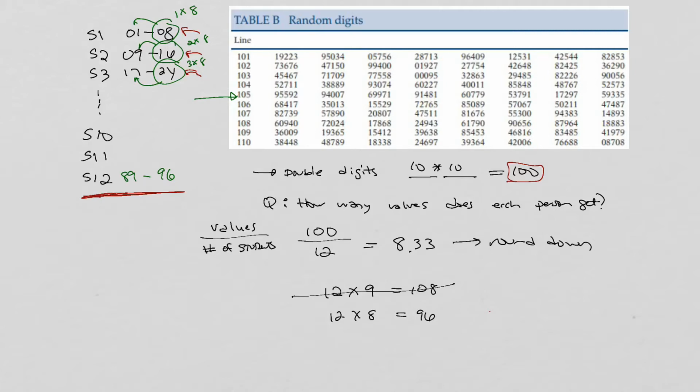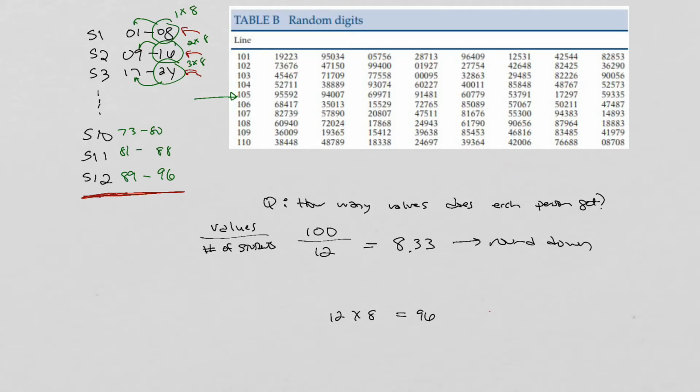And then I can work backwards just by subtracting 8 from these things. That would be 81 to 88, and then this would be 73 to 80, and so on. So that's how I could set up those particular numbers.